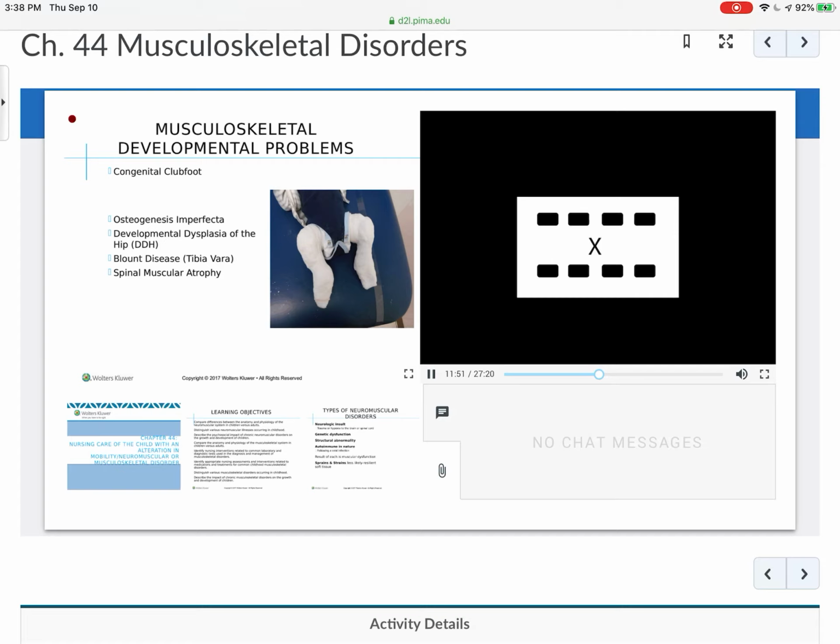They do what's called serial casting. So starting out casting, moving the foot in a little bit each time they change the cast. They don't want to turn it all the way in, so they'll just do slight turns and put casts on. These casts can kind of be a problem sometimes. There is an opening for the genital area, but a lot of times when kids have poop or pee blowouts, it's going to affect the cast integrity, and that would have to be replaced.